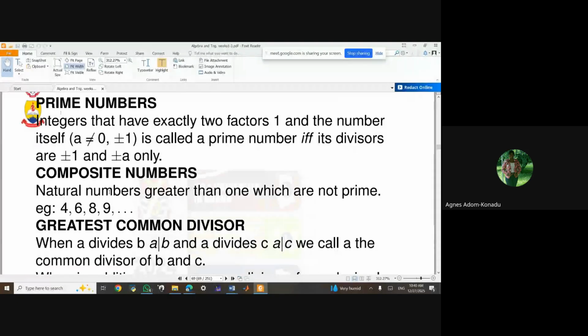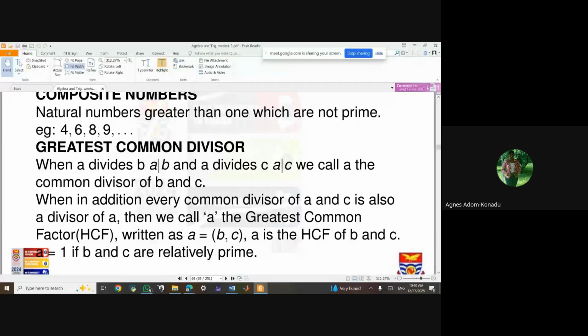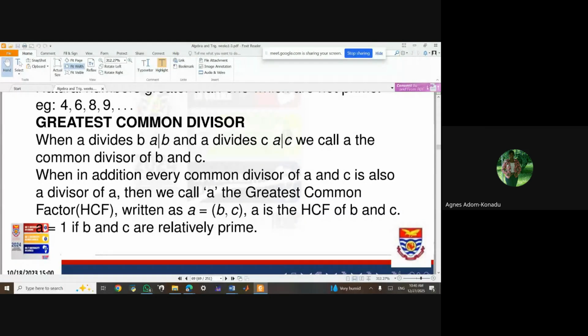Then we have composite numbers, natural numbers greater than 1, which are not prime. Then we have the greatest common divisor. Given numbers B and C such that A divides B and A divides C, we call A a common divisor of B and C.